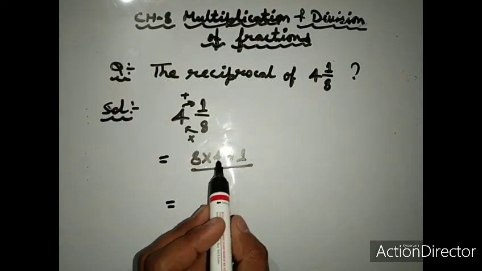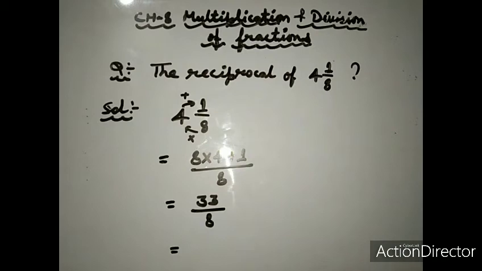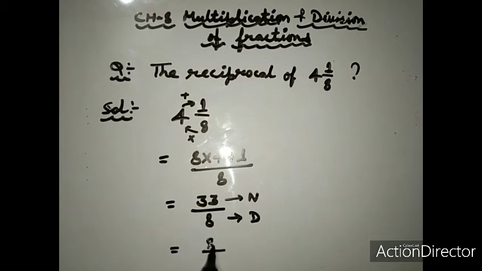Now here we get 8 4s are 32 plus 1, 33 upon 8. And now for the reciprocal, you all know that 33 is the numerator here and 8 is the denominator. When we take the reciprocal of a number, the denominator changes into the numerator and the numerator changes into the denominator. So here we say that 8 upon 33 is the reciprocal of 4 whole 1 upon 8.